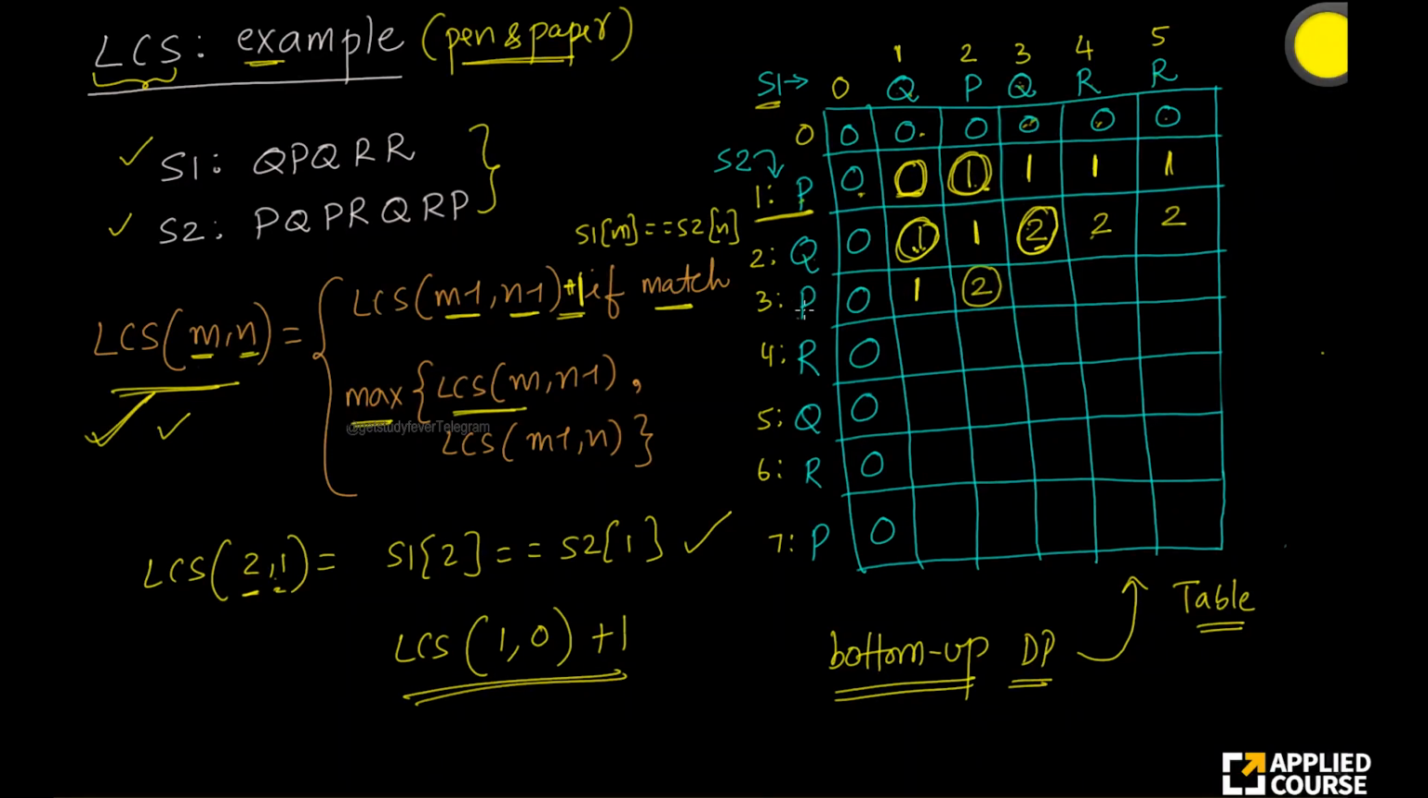Now again, Q and P, no match. So max of these two. R and P, no match. So max of these two. R and P, no match. So max of these two. Right? Very simple, right? Now again, I'll just fill this in.